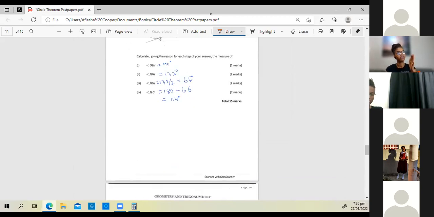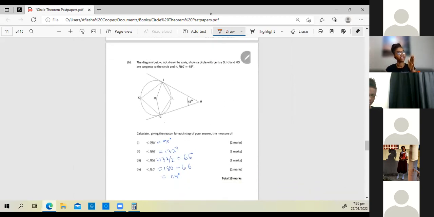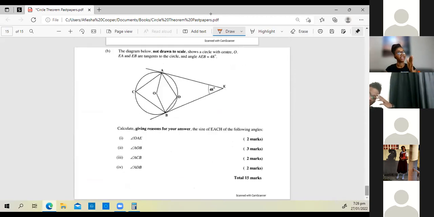This is our January paper, just the way it looked. And this one here could be our January or June again. Okay, yeah, let's do it.